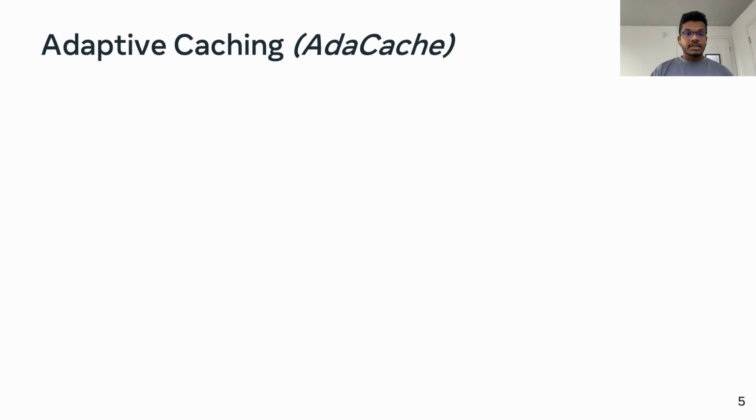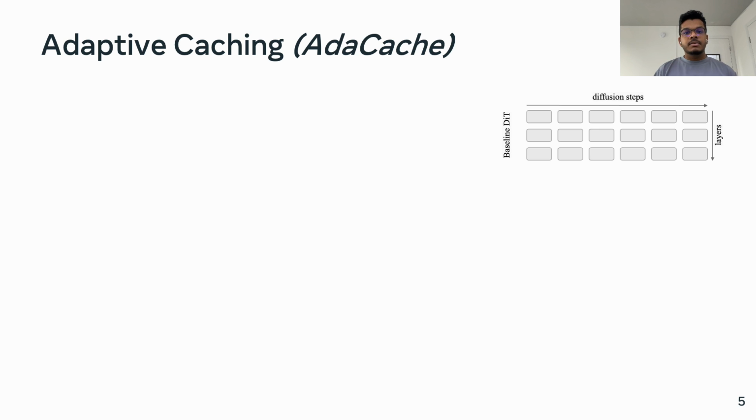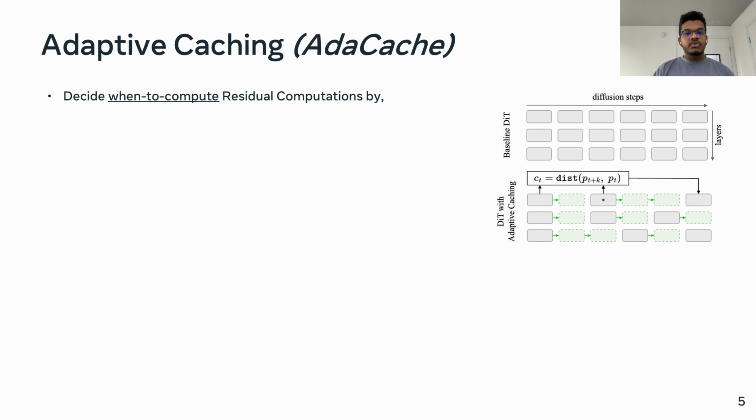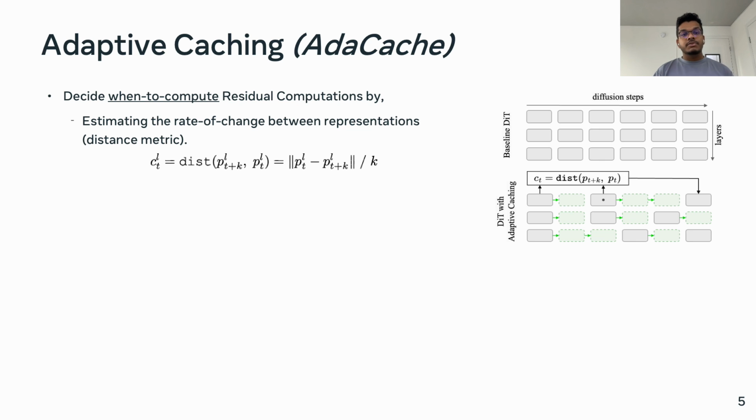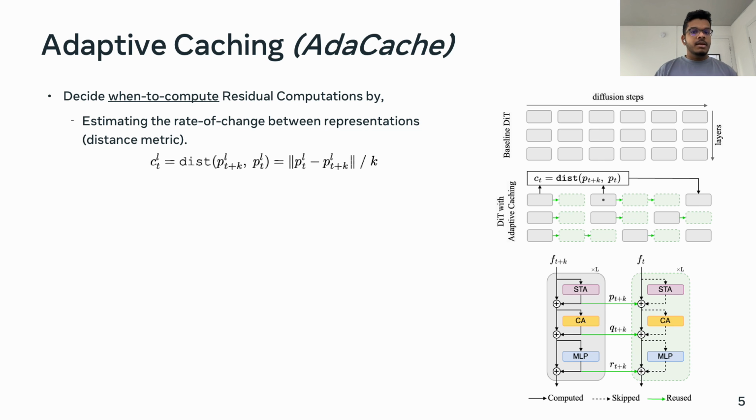If we look at this in more detail, here I'm showing a DiT unrolled across diffusion steps. In adaptive caching, we decide to cache and reuse previous representations for some of these blocks. We do this by estimating the rate of change between the representations. If the rate of change is high, we can't afford to reuse the representations for a longer period. By caching or computing, I mean the residual computations, such as spatiotemporal attention, cross-attention, or MLP, which account for most of the computations.